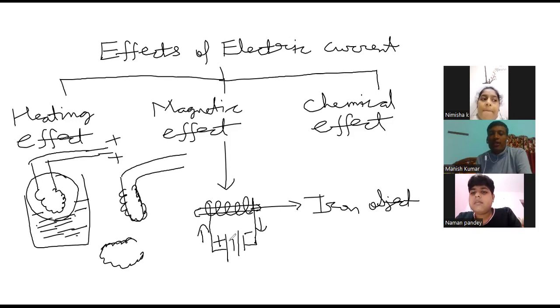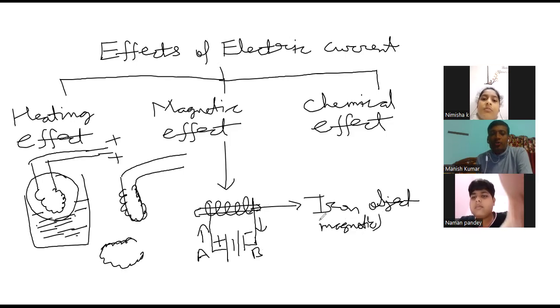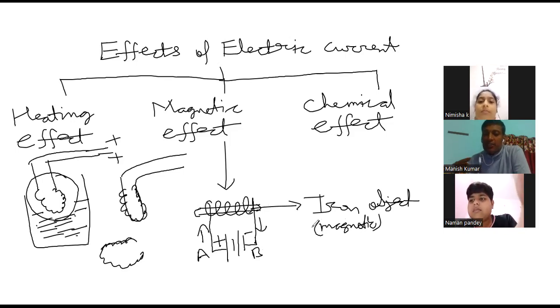Now whenever electric current flows from, suppose, A to B, we observe that this iron object becomes magnetic. So we call it an electromagnet because the magnetic effect is due to the flow of electric current. So the iron behaves as a magnet, and you can check this experimentally also. This happens.